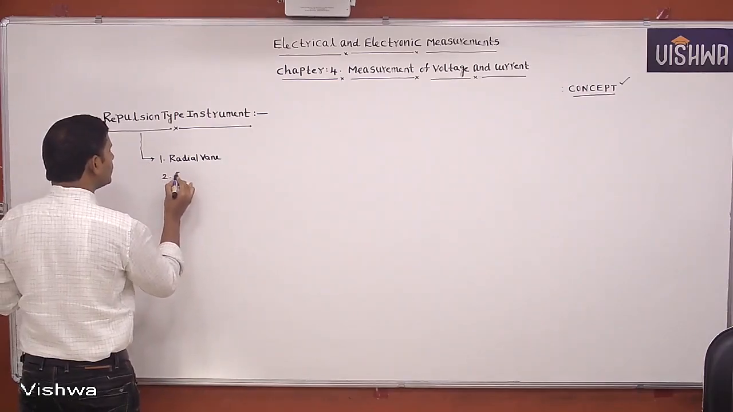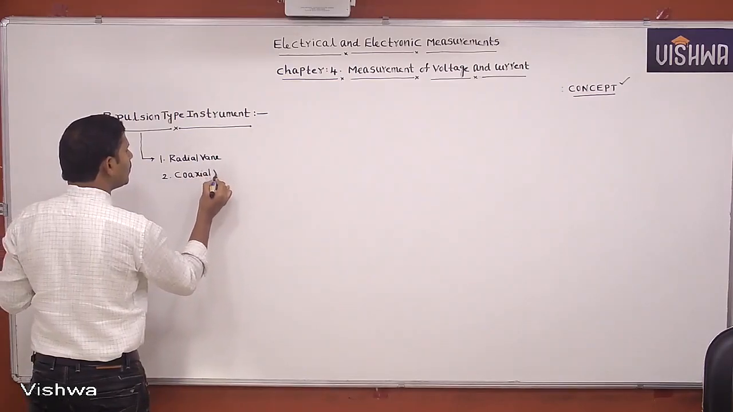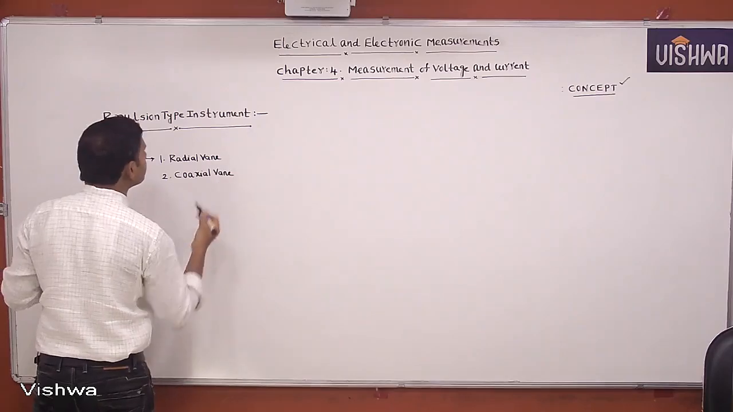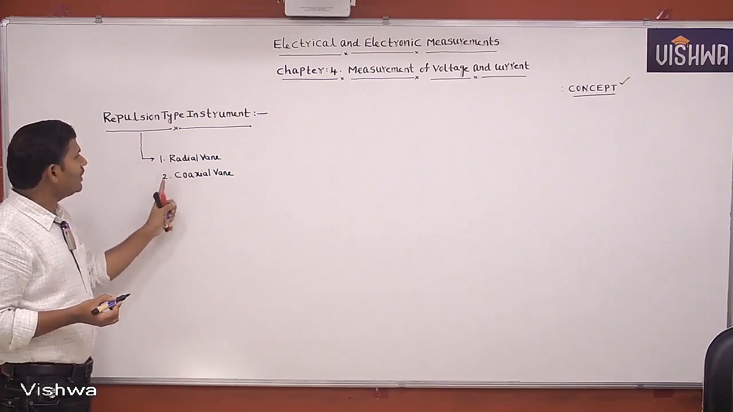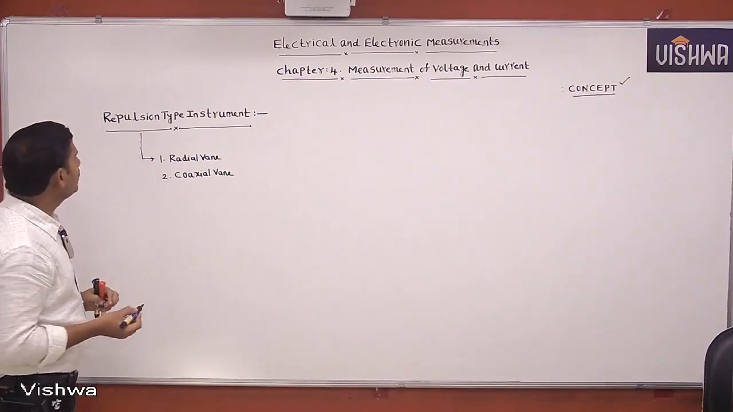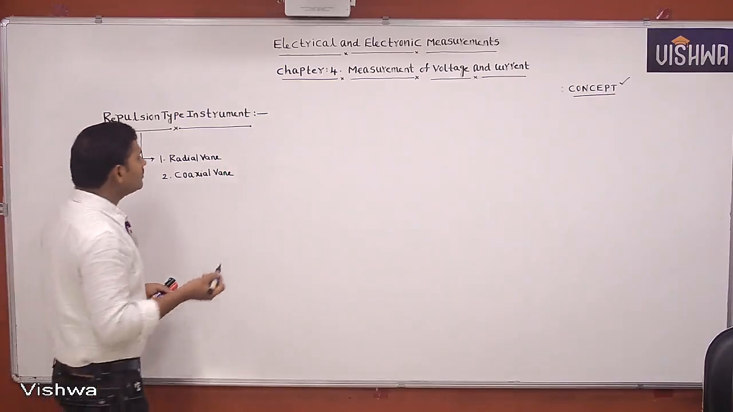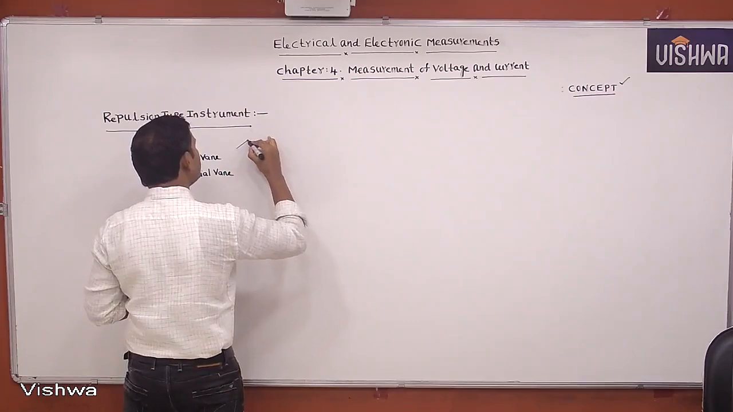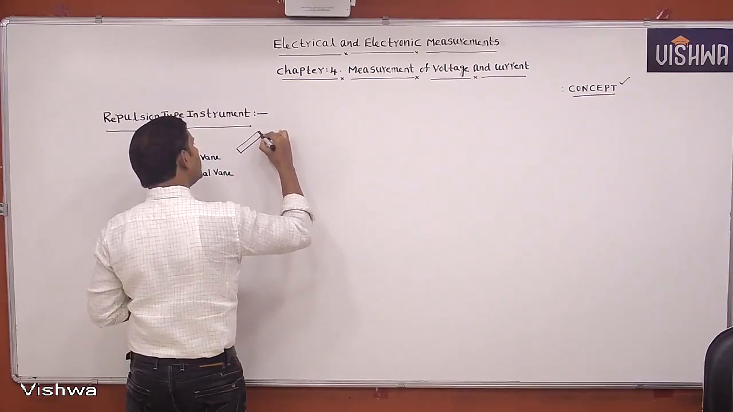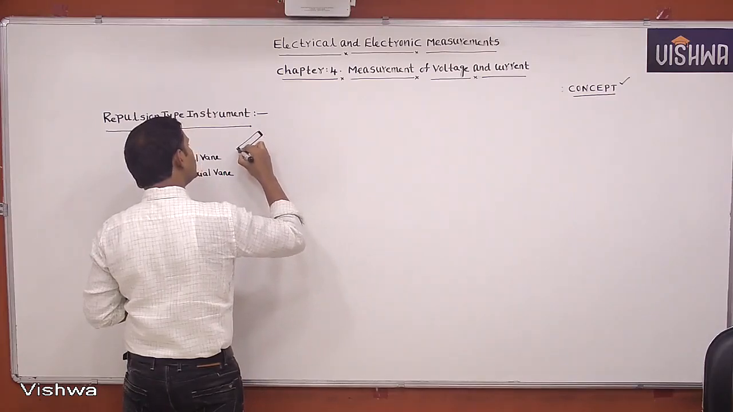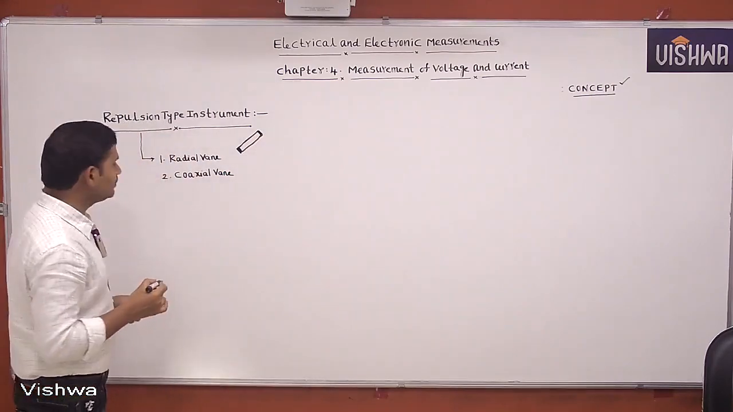Another one is coaxial vane. These are the two instruments we are using, radial vane and coaxial vane. Now see, the radial vane means the shape of the iron piece we are using is like this. Iron strips we can use. If you use this type of iron pieces, then it is nothing but a radial vane.